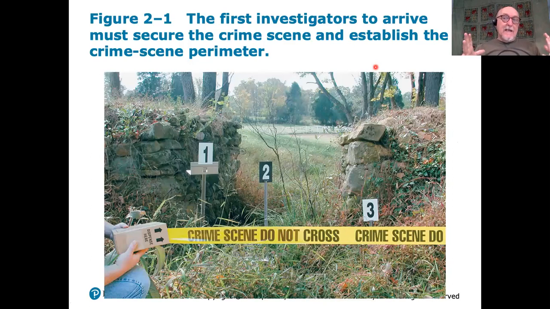The responding officer will decide on an initial boundary where they will not allow people to enter the scene. But the investigators, probably in consultation with one another, will designate a crime scene which is much wider. And the crime scene should include the entire area where physical evidence might be gathered. And they will establish a perimeter. The familiar crime scene do not cross tape.